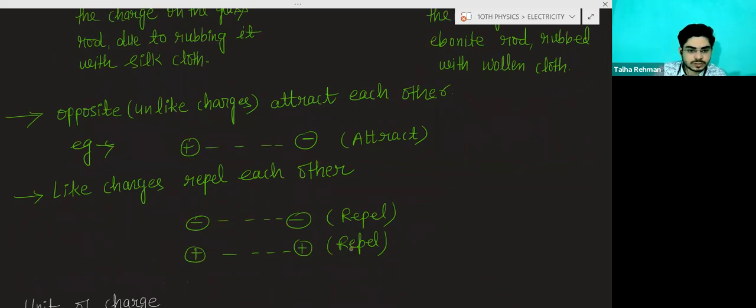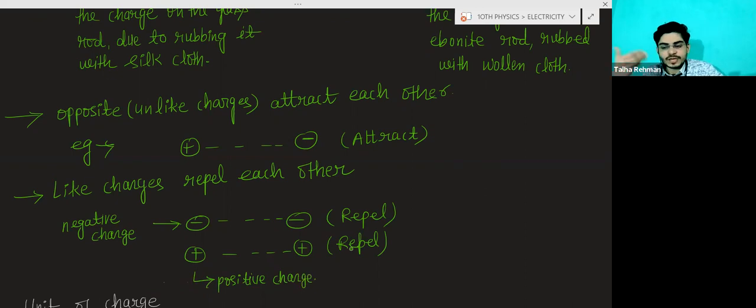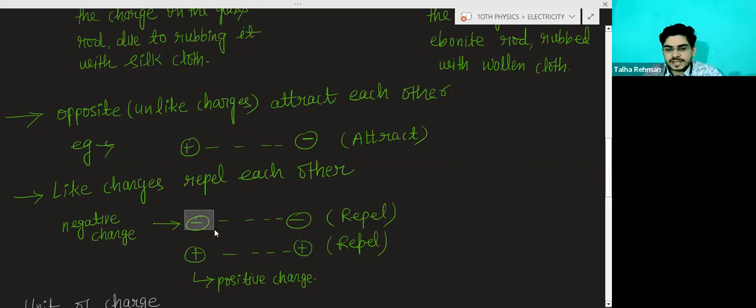So this is the negative charge, and this is the positive charge. This charge will be on some body. You can say this is a body having a negative charge and this is another body having a negative charge. So both the bodies will repel each other. Charge will be on the body.